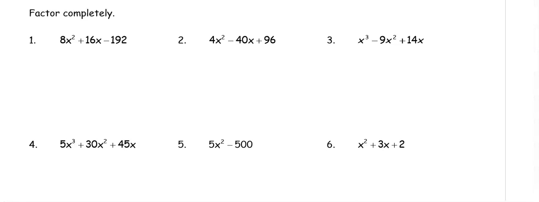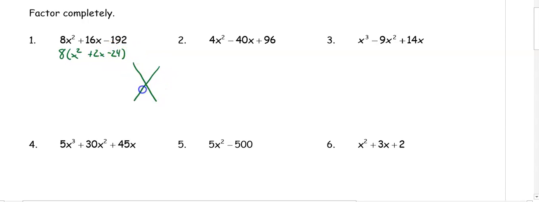So in number 1, we have 8x squared plus 16x minus 192. So in this case, we are going to need to GCF and then box factor. So first thing we're going to do is take out an 8 as our GCF. So we're going to divide everything by 8. So we get x squared plus 2x minus 24. Then we're going to box factor. So what multiplies to negative 24 and adds to 2? So that would be 6 and negative 4. So we have 8 times x plus 6 times x minus 4.